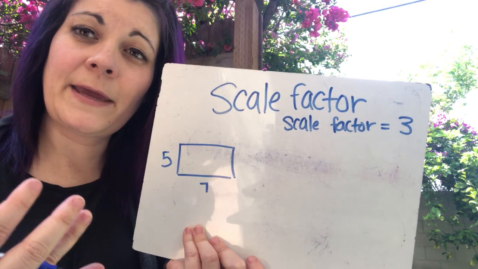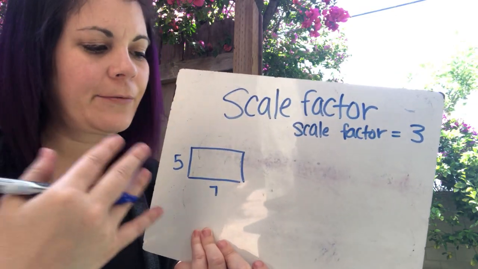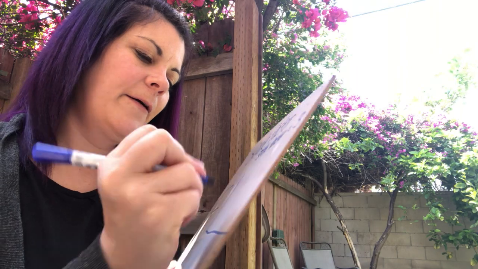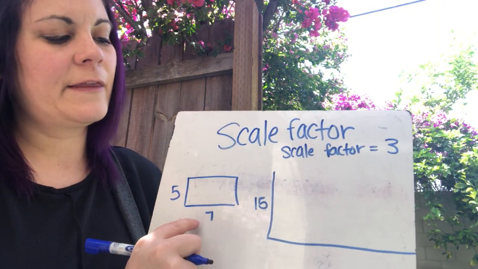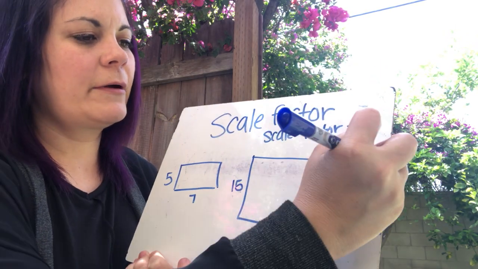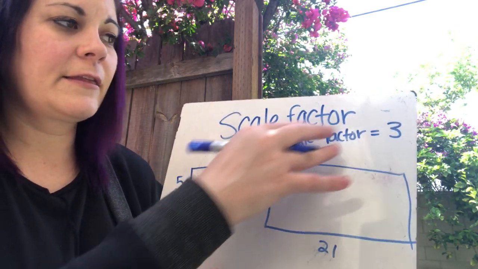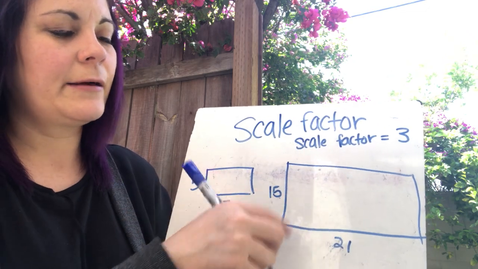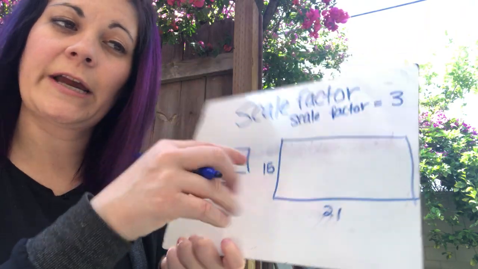Well, for that to happen, you have to multiply each dimension, each side, by 3. So 5 times 3 is 15, so my new rectangle is going to be 15 wide, and then the length, 7 times 3 is 21. So it's going to be 21, and that's how you get it. So if I said the scale factor is 3, then I multiply each side by 3, each dimension by 3 to get the new one.